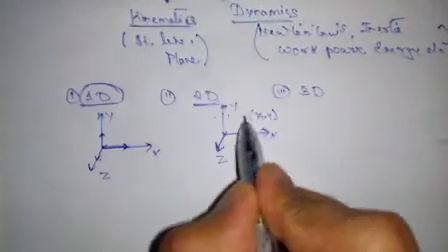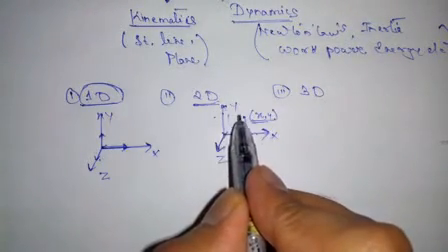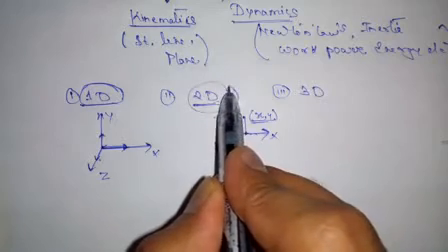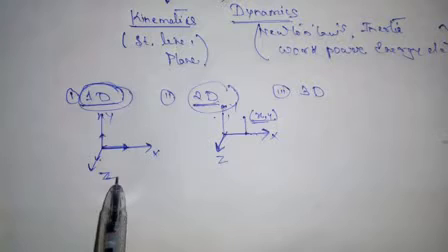Say x and y. So this is your two dimensional motion. Motion in a plane is an example of two dimensional motion, and motion in a straight line is an example of one dimensional motion. Clear?